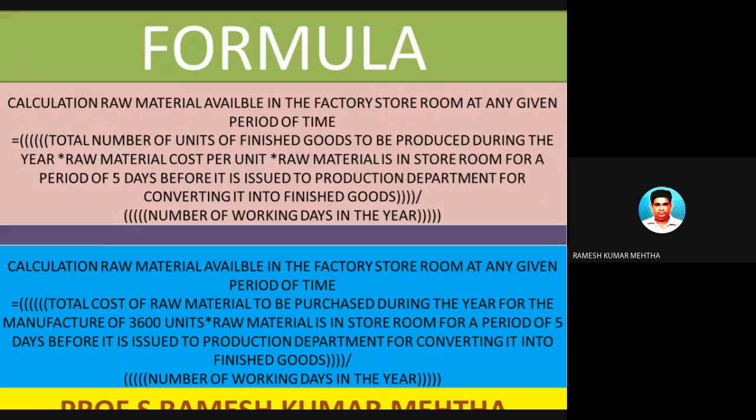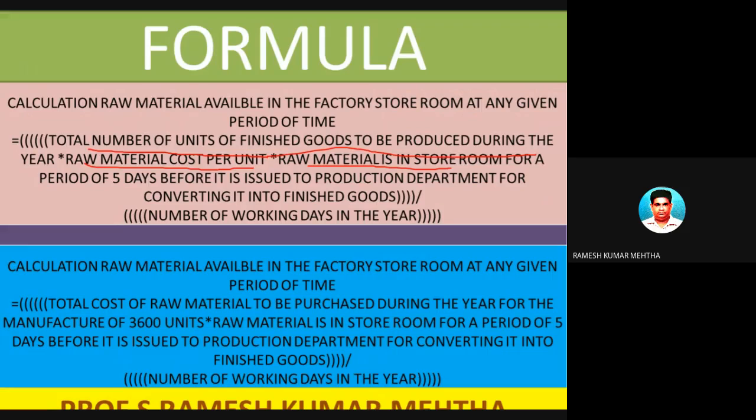So this is the formula. The amount of raw material in the storeroom at any given point of time is given by the formula: number of units of finished goods to be produced during the year, into raw material cost per unit, into the period of 5 days for which raw material is in the storeroom before it is used in production, divided by the number of working days in the year.